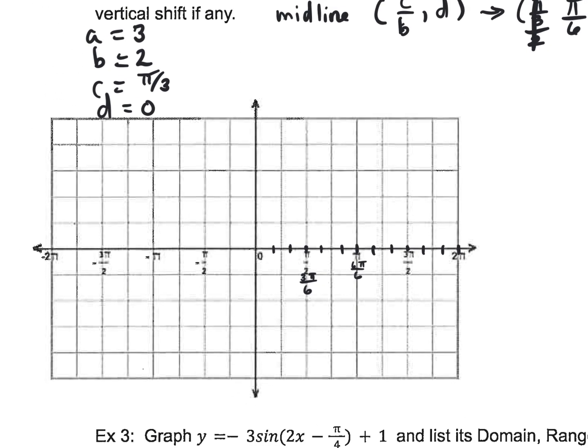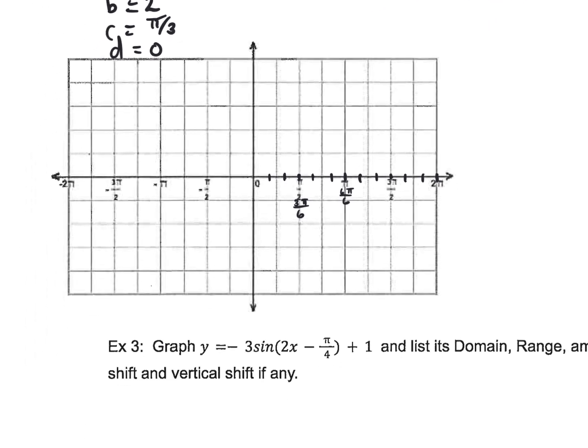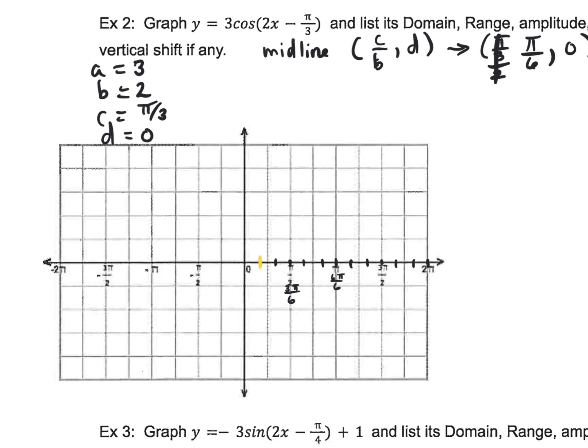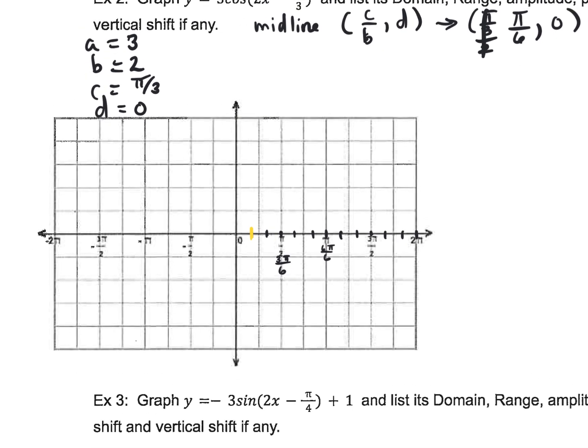Now I'm good to go. Because now it says, put my midline where? The window starts at pi over 6, 0, doesn't it? Yes? So my window starts right here. That's pi over 6. How far up do I go? How far down do I go? Amplitude is what? Oh, A. So up 3 and down 3.